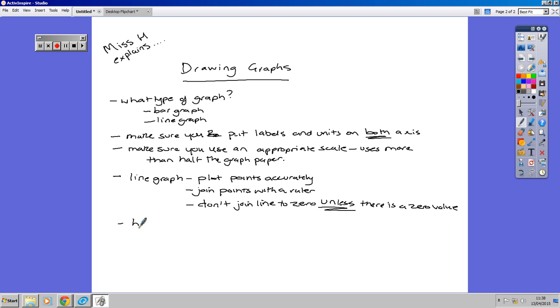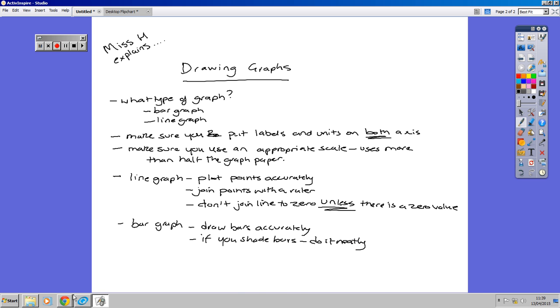And for a bar graph, you want to draw the bars accurately. And if you're going to shade, do it neatly. So that's all the key points about drawing a graph.